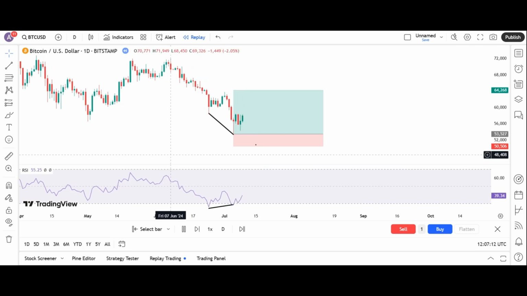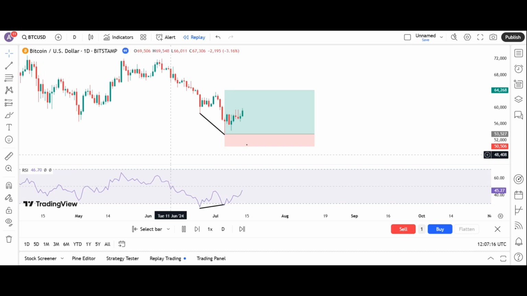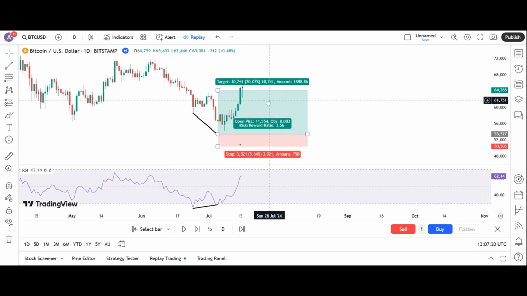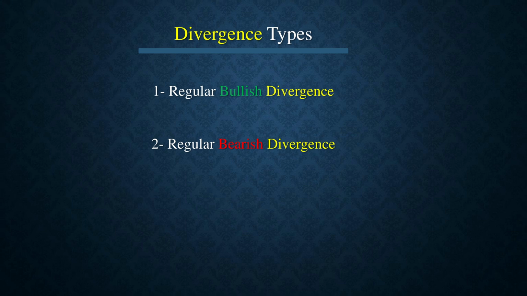You can see that next candles are fluctuating in our target profit, and at this point our target is touched, and this example shows and substantiates how accurate is divergence, and also you can easily make profit by using divergence and RSI indicator. The second type is regular bearish divergence.